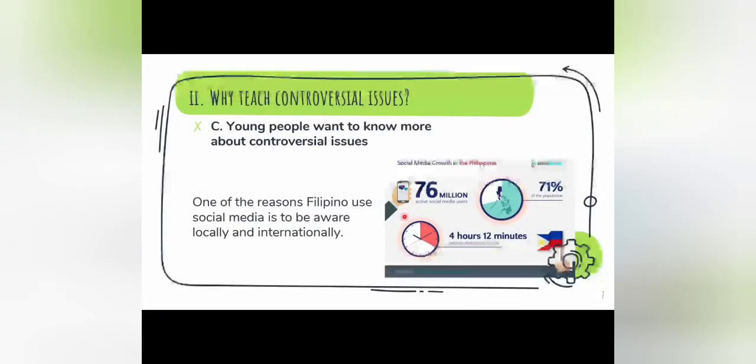Third is young people want to know more about controversial issues. So, kapag may nakita tayong controversial issues or interesting topic, karaniwan nagsusearch tayo sa iba't ibang news engines, search Google, Bing, or iba't ibang search engines. At dito, dahil sa pag-boom din ng social media, isa rin yung dahilan kung bakit napag-uusapan ang controversial issue is yung pag-boom ng social media. One of the reasons Filipino use social media is to be aware of local and international current events.